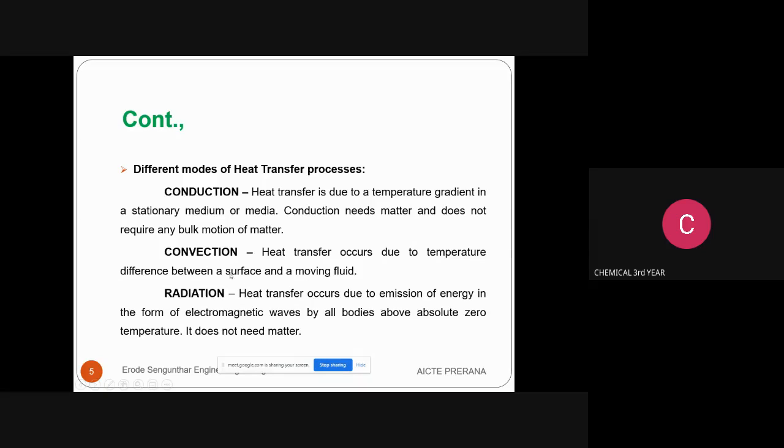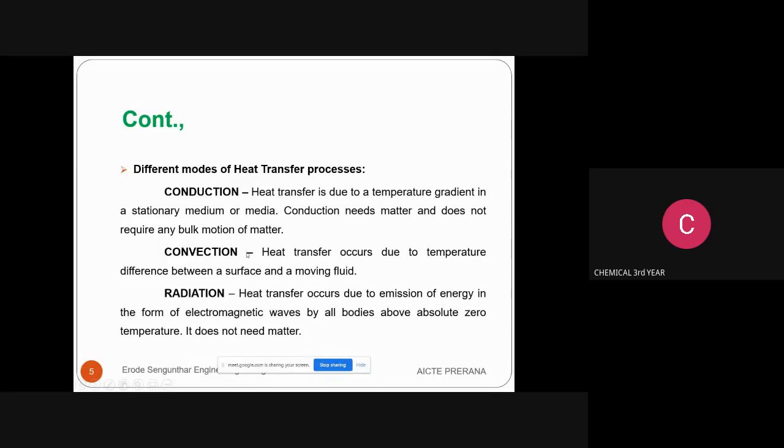So we are mentioning a surface and a moving fluid. Then the last concept, radiation. Here also the heat transfer will occur, but due to the emission of energy in the form of electromagnetic waves by all kinds of bodies. All kinds of bodies whose temperature is above absolute zero temperature. That body should be above the absolute zero temperature. So normally we can get the radiation from the sun, and we can get the radiation from the UV lights.